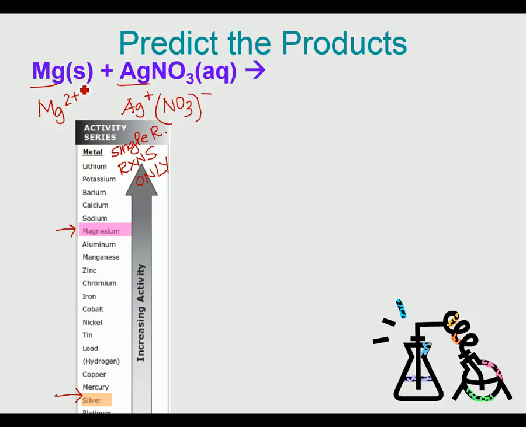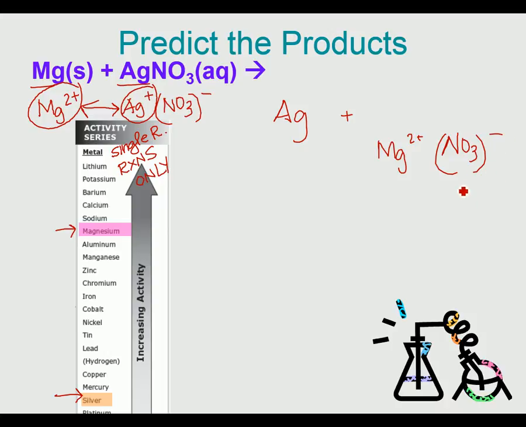Now, in a single replacement reaction, the positive ions, also known as the cations, switch places. So when they switch places, silver becomes the single element, so single replacement, and then the compound that's formed is between magnesium and nitrate.